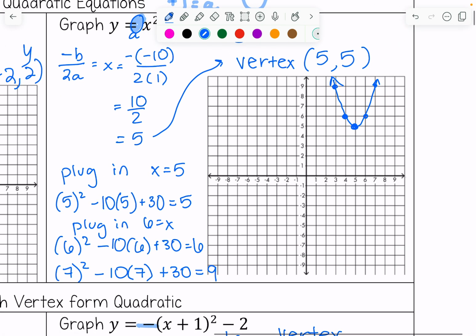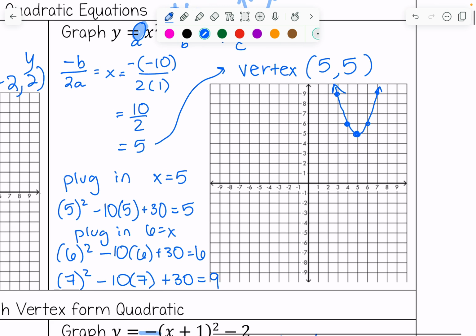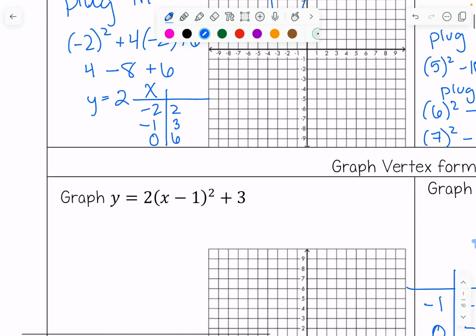I found our vertex to be negative 5 comma 5, and I went ahead and plugged in 6 and 7, and I found the other 2 points. Let's go ahead and do the one over here.